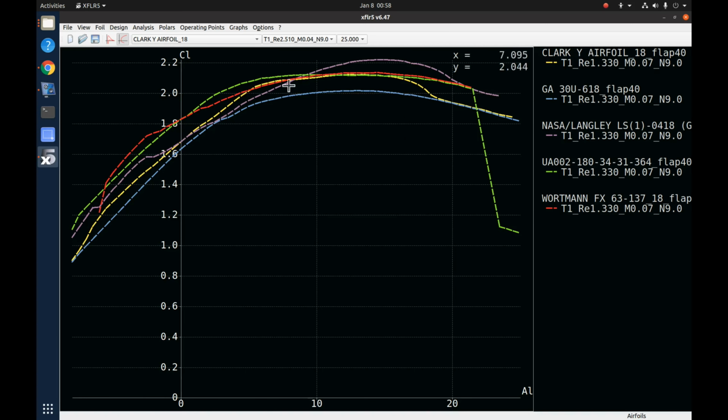Let's take a look at the Clark Y. Now that's kind of interesting. See how the Clark Y still has a bit of a fall off here after the stall, even when it's using flaps, which is, I find, very interesting.